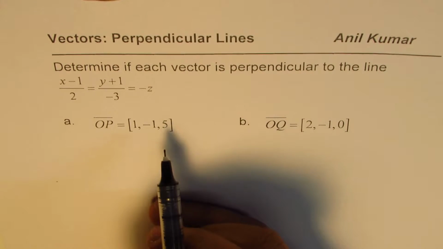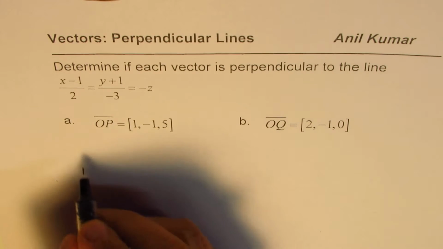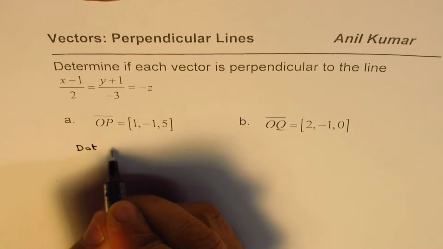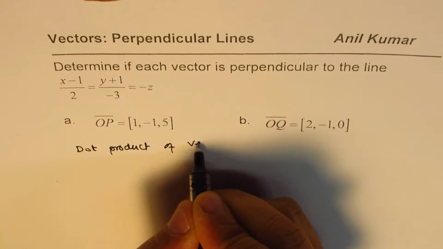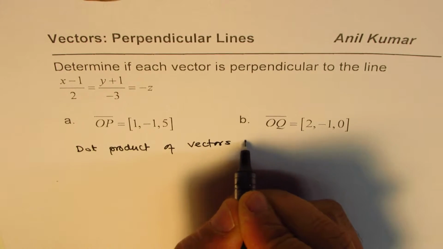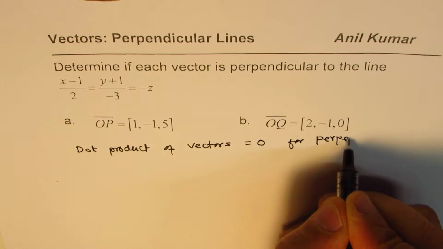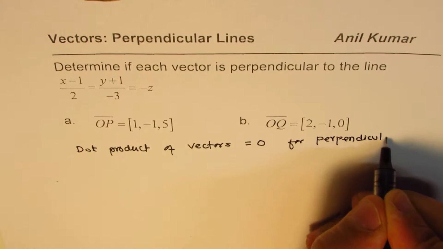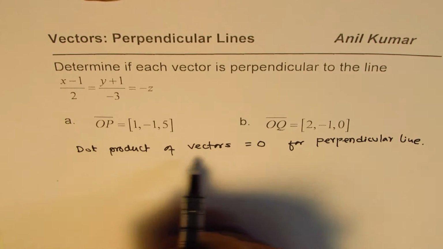Now, whenever we want to prove that two lines are perpendicular, then the dot product of vectors should be 0, right? That's the whole idea. So the idea here is that the dot product of vectors equals 0 for perpendicular lines. Right. Now, so dot product of vectors.